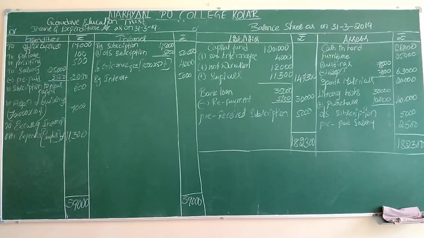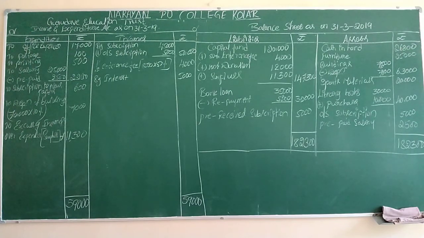Postage as usual 100 rupees, printing 500 rupees, salary. The payment of salary is an expenditure. For this salary, any advance we have paid we should deduct, and the balance amount we have to pay to the employees, so that is 22,500. Subscription to newspaper 600. Depreciation on buildings, which we have to calculate, is given in adjustment number 4. The rate is 10%, and the value of buildings is 70,000. 70,000 into 10% gives us 7,000.